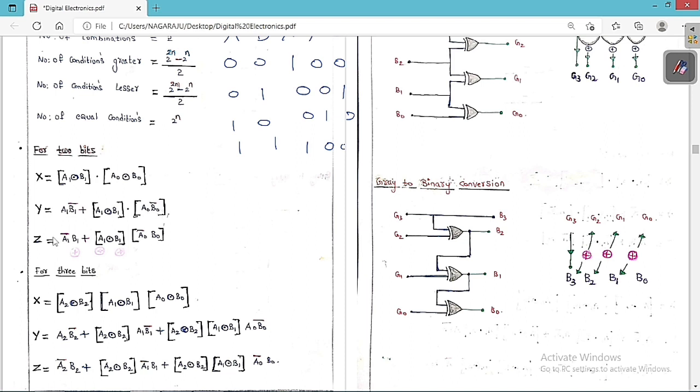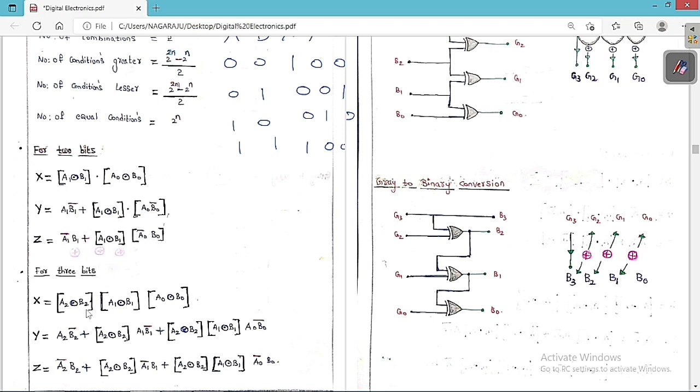Suppose, by analogy, whenever A is less than B, that is going to get activated. So initially A1 is less than B1, so A1 bar B1, plus, suppose A1 and B1 are equal, so A1 XNOR B1, and then A0 should be less than B0, so therefore A0 bar B0. So these are the 2 conditions that we can get.